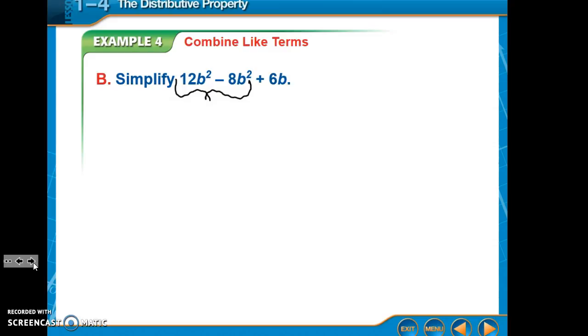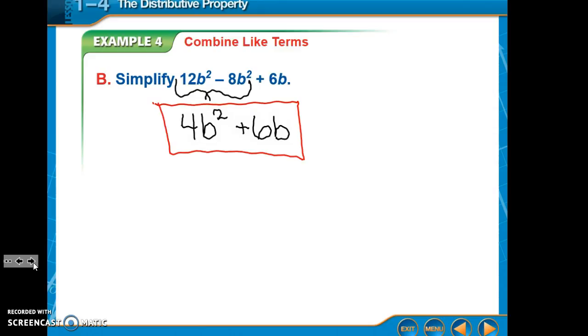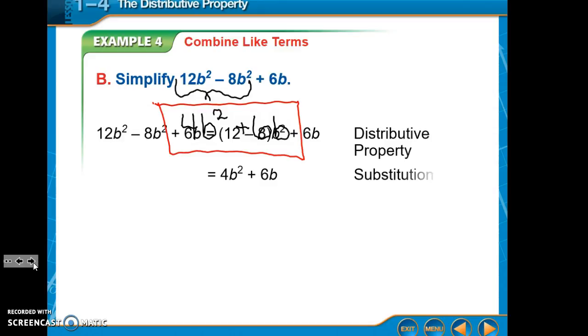So what's 12b squared minus 8b squared? So we have 4b squared. And then we bring that 6b down, and we're done. We can't go any further because b squareds are different than b's. And so we're just going to box it and move on. Questions?